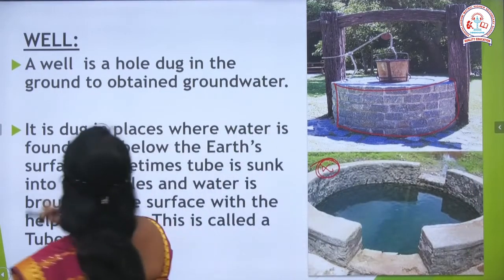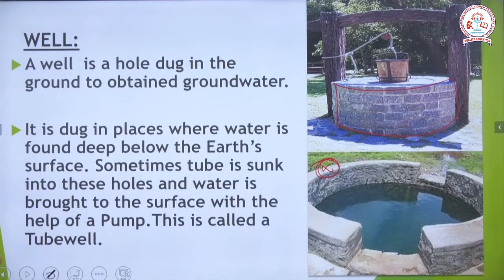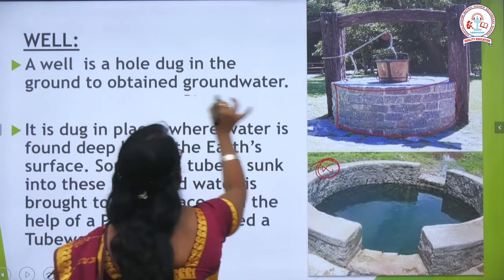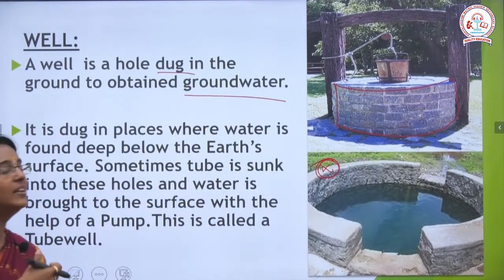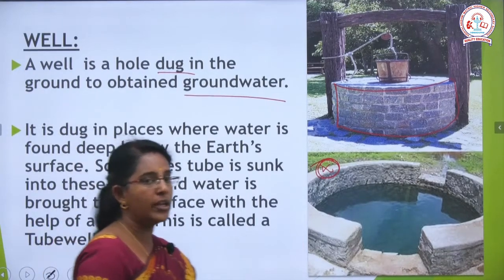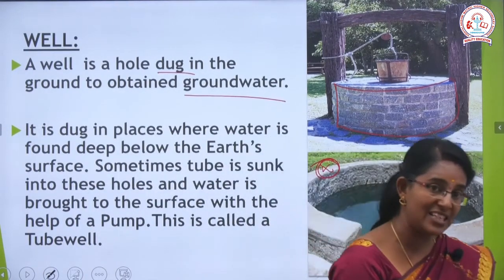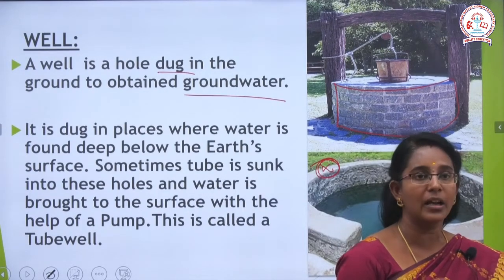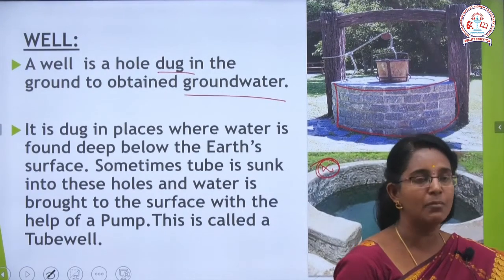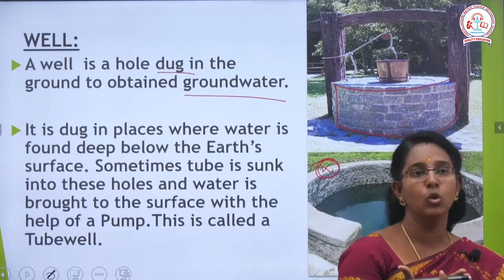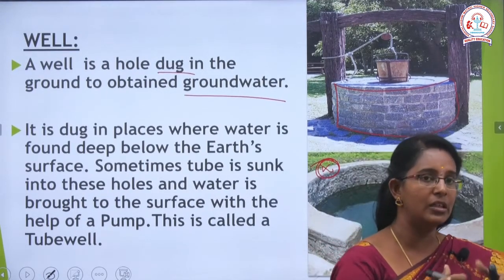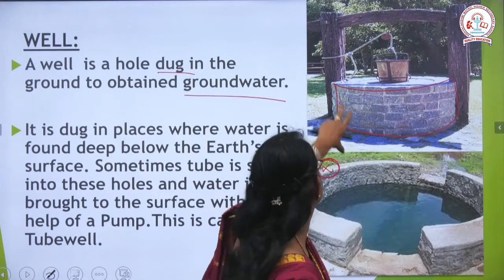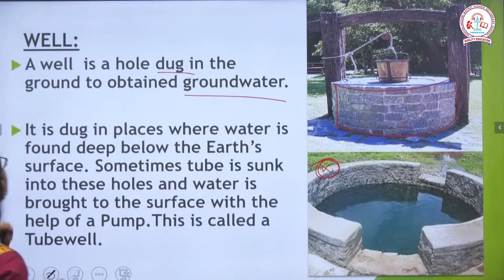Yes. A well is a hole dug in the ground to obtain groundwater. What do they do? They dig deep under the ground, because groundwater is deep. To take water from groundwater, they dig deeply, and at that time the water will come. So they will build it like this. This is called a well.